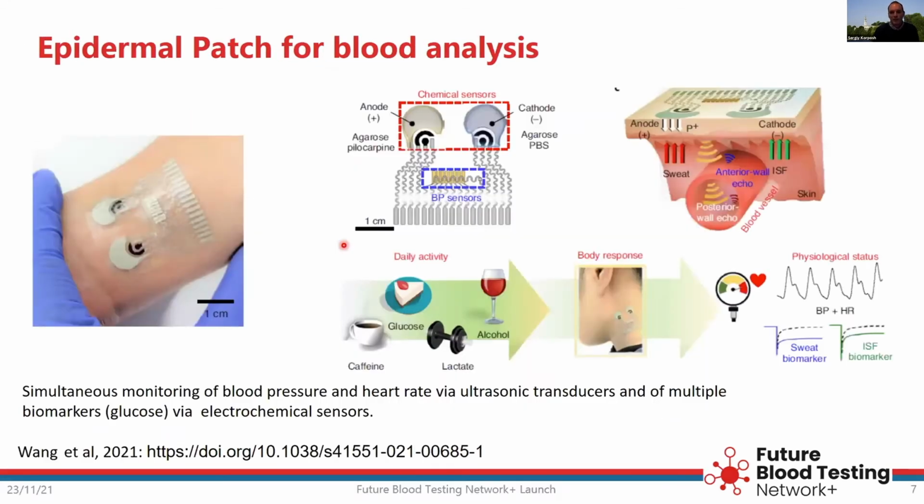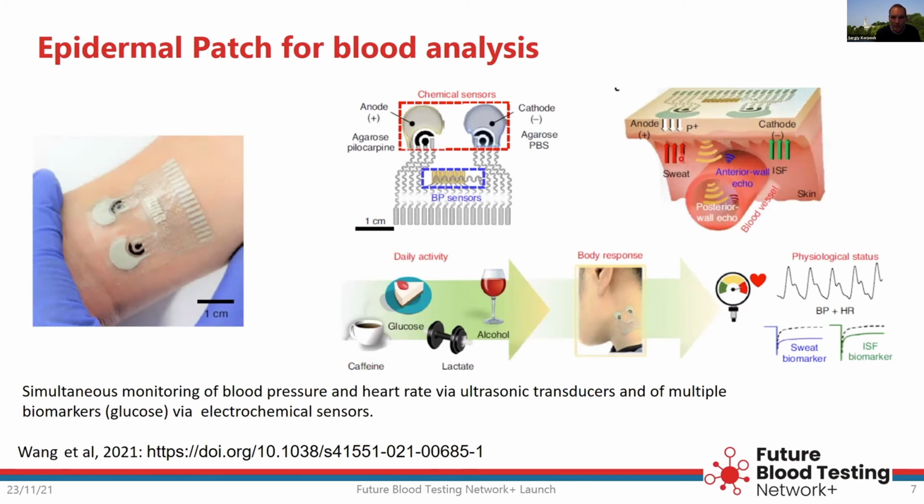So going to examples of blood measurements, one of the interesting papers recently published was by Wang's group in San Diego, University of California. They proposed an epidermal patch for blood analysis, and this is a picture of this flexible polymer that consists of several electrodes. This patch can provide information about blood pressure. It can also measure the concentration of chemical compounds such as glucose, alcohol, lactate, and caffeine.